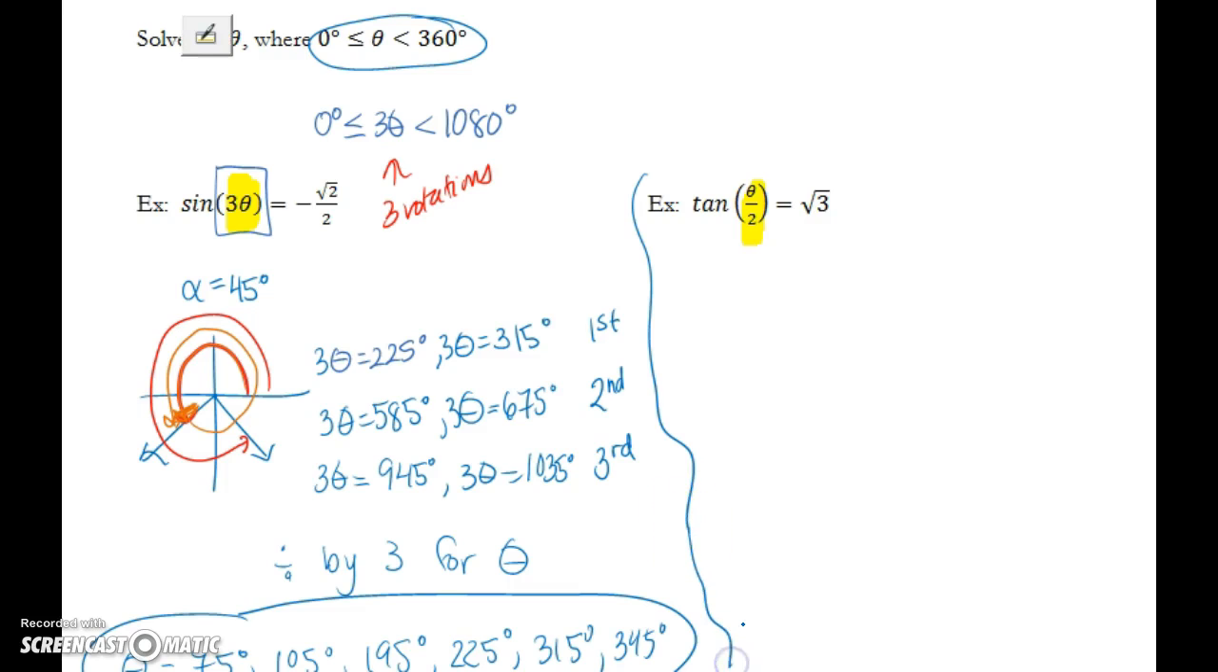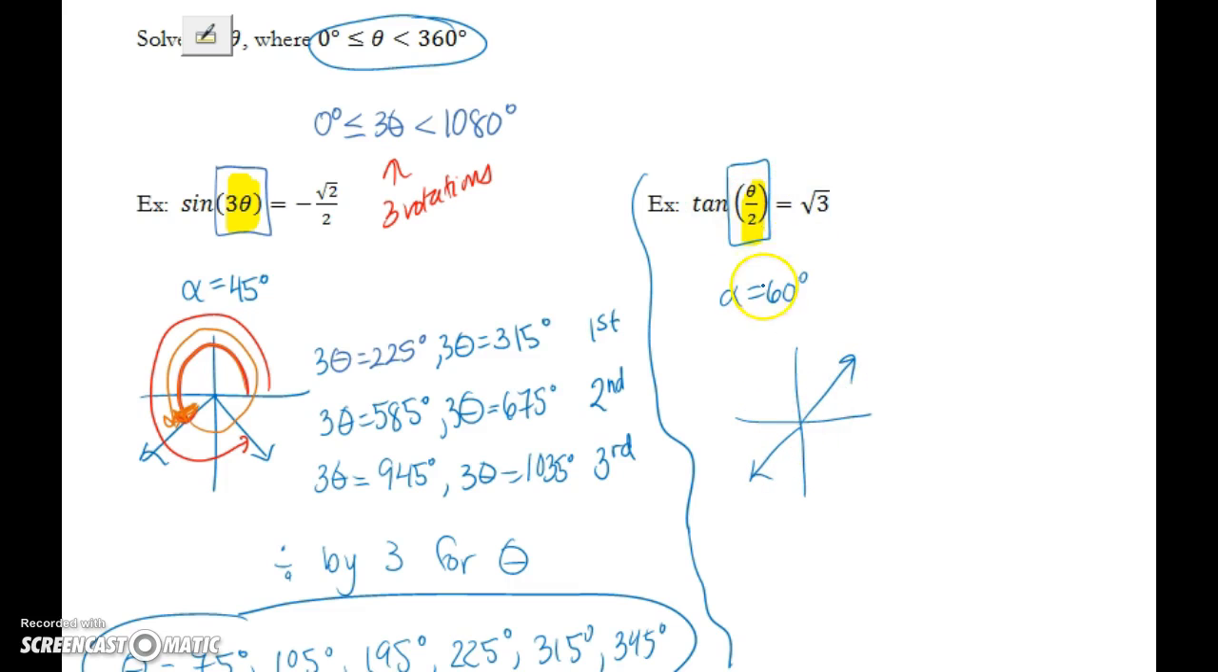Let's look at our second example. So the second one is tangent of theta over 2 equals root 3. Again, we're going to treat theta over 2 as a single entity. We're not separating them from each other yet. We actually can't, because that over 2 is trapped inside the parentheses. The tangent is still acting upon it. All right, so if we look at our note card, we know that our reference angle is 60 degrees. And root 3 is positive and tangent is positive in quadrants 1 and 3.